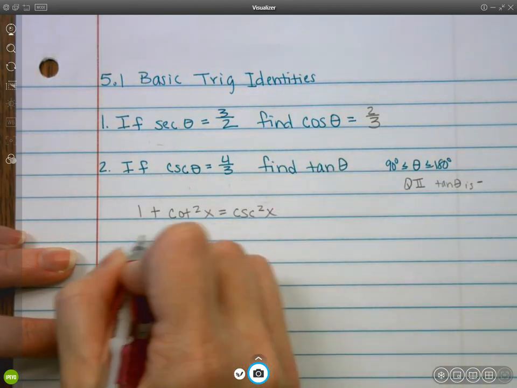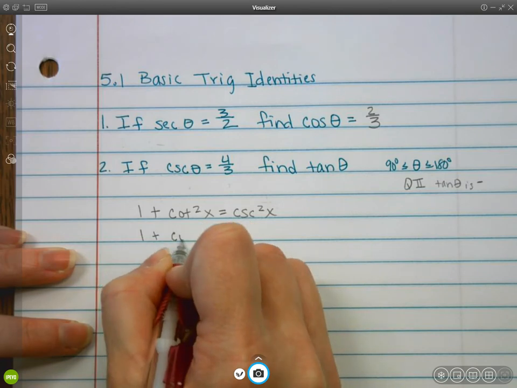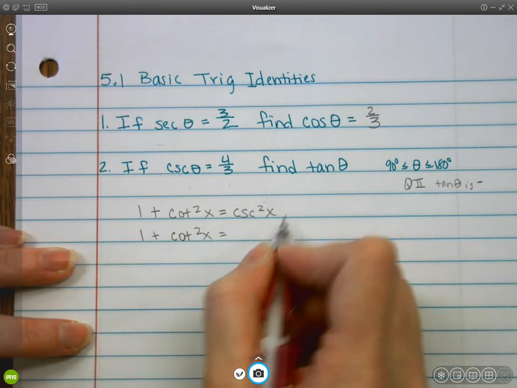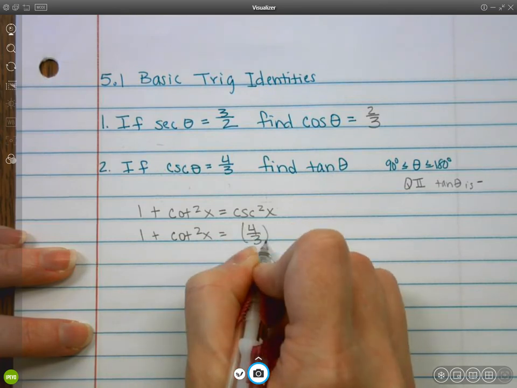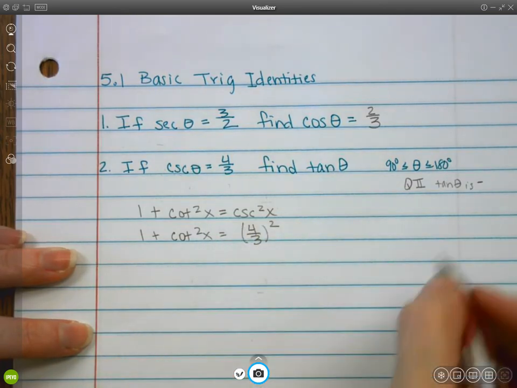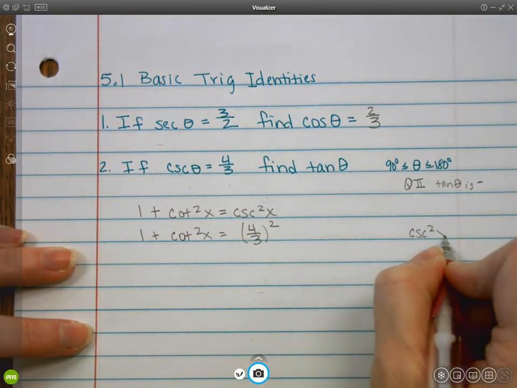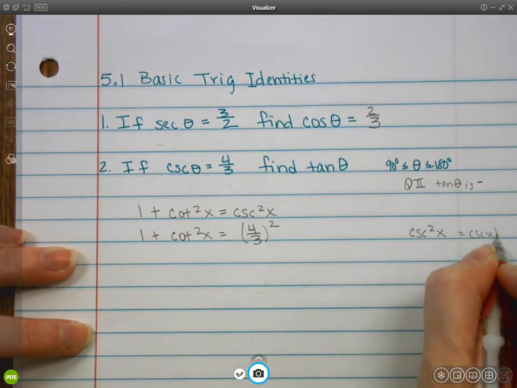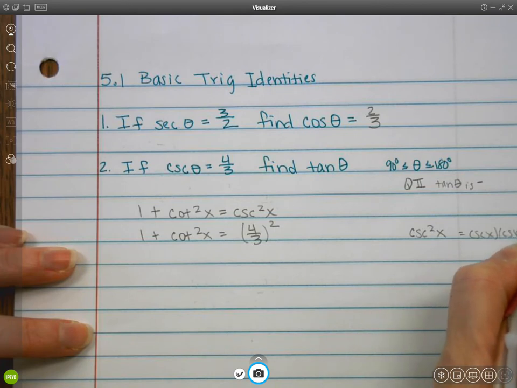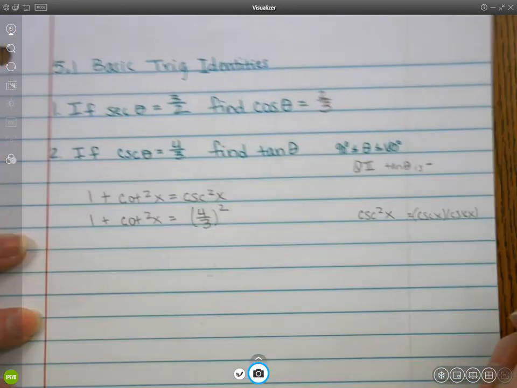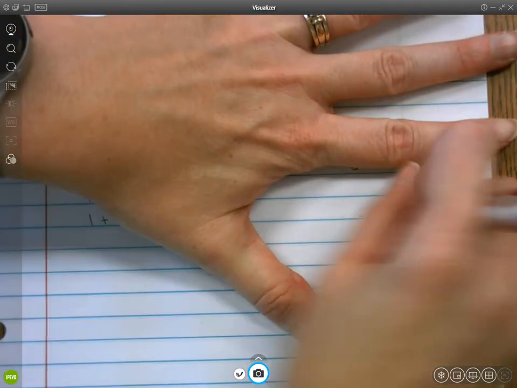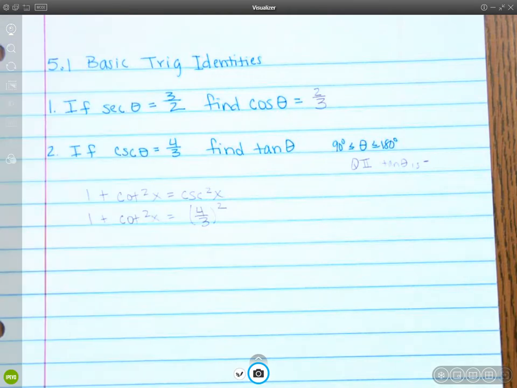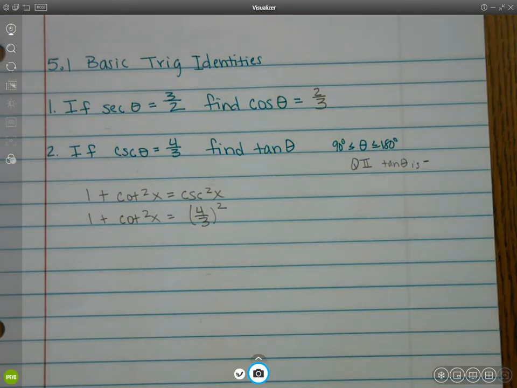So plug in what you know. We do not know cotangent squared. We know cosecant is 4/3. So cosecant squared would be whatever 4/3 squared is, because when they write this, they mean this times this. If I have cosecant twice, I'm just multiplying it times itself. The reason we put that little 2 in front of the x is because if you put it behind the x, people get confused about whether you want the x to be squared or the function to be squared.